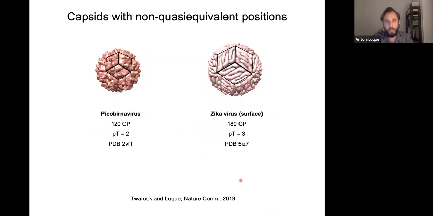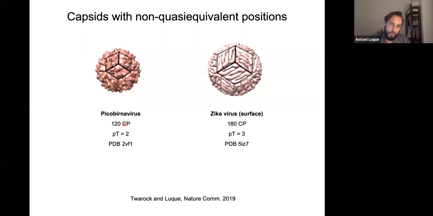The last set of outliers, there are many more, but we're gonna stop here. It's probably my favorite because this one actually breaks the quasi-equivalent principle. It's completely broken, but they still were classified within the Caspar and Klug framework. Picornavirus is a virus that infects animals.